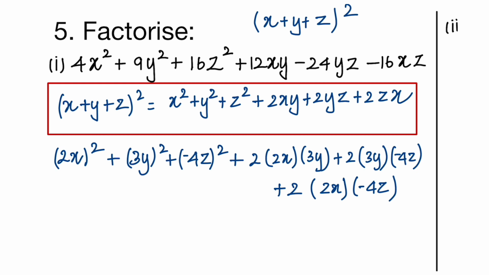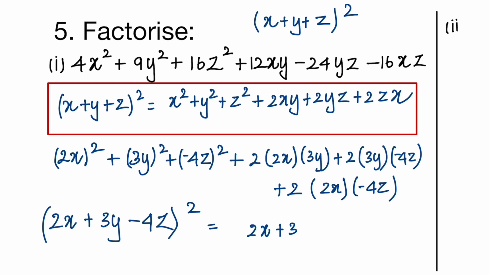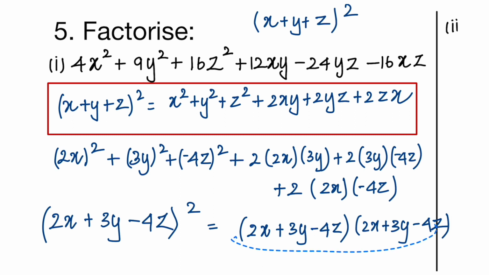So when you try to convert this RHS into the LHS, it becomes 2x plus 3y minus 4z the whole squared. Okay, z here is the negative term, so 2x plus 3y minus 4z the whole square. Now this can be further written in factorized form, which is (2x plus 3y minus 4z) into (2x plus 3y minus 4z).